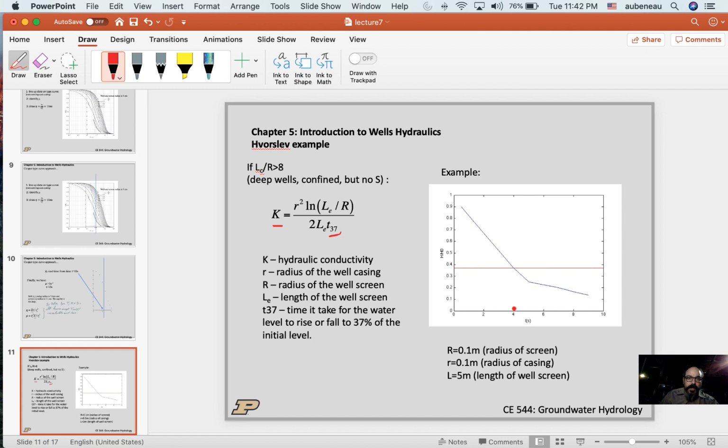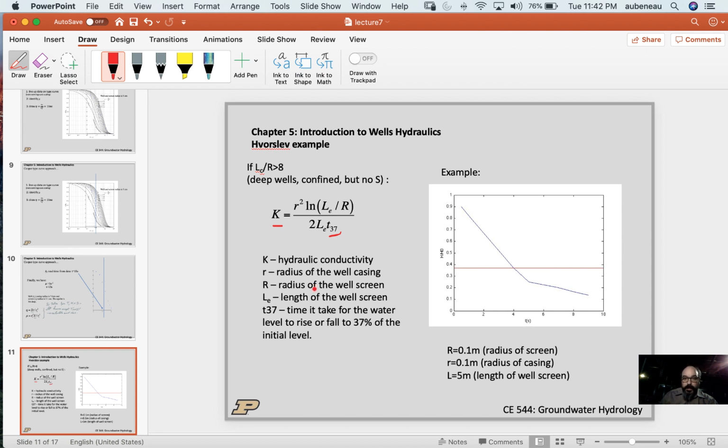So since everything else is known, it's just the well's characteristics, the length of the screen, the radius of the well, you read this from the graph or from the data, so you don't have any type curve, anything, you just read it straight from the graph, and then you can just plug it in and calculate your hydraulic conductivity, right? So if you know the depth of your aquifer, you get transmissivity.